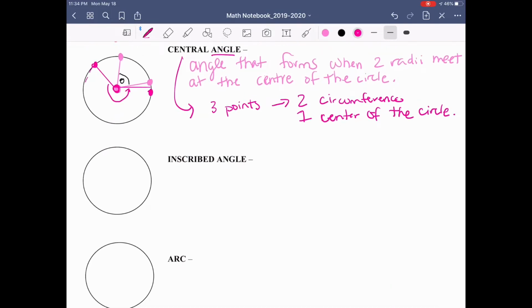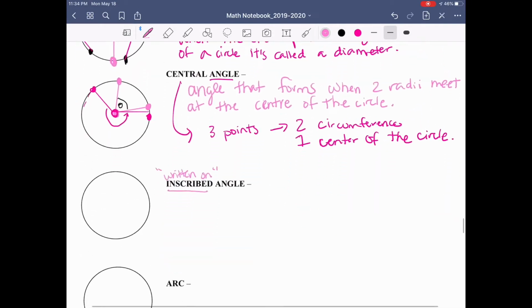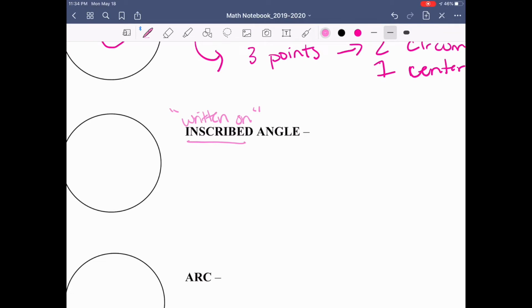Our next type is an inscribed angle. And the word inscribed means written on, okay? So an inscribed angle is technically connecting two chords, because chords have 2 points on the circumference of a circle. So an inscribed angle is an angle formed by two chords. And we already learned what a chord was.